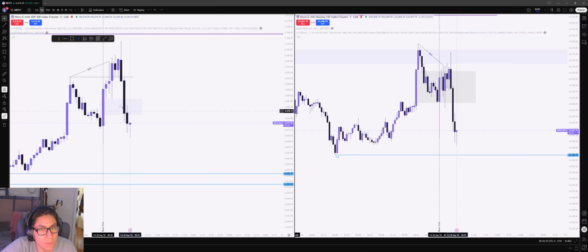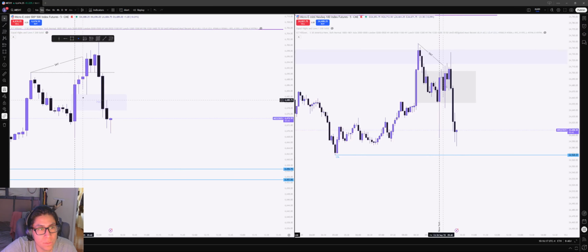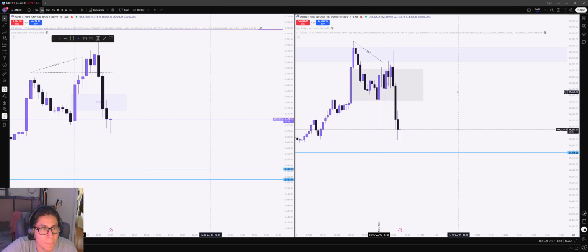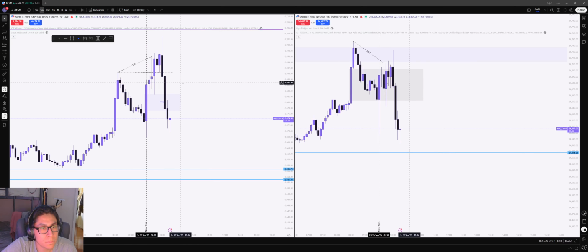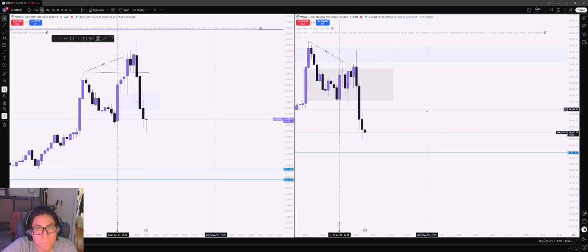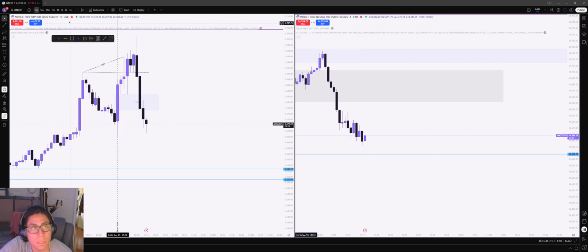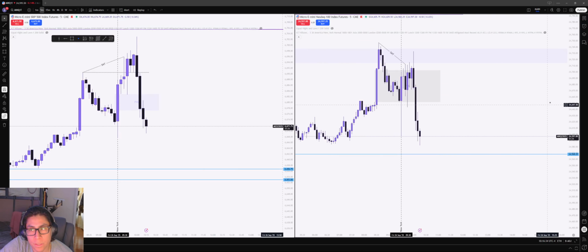I'd like to see us reverse into this inverse here, and in this case, this inverse up here, and take a possible trade off of that. But it might not. So I'm not about to enter some random trade just because.